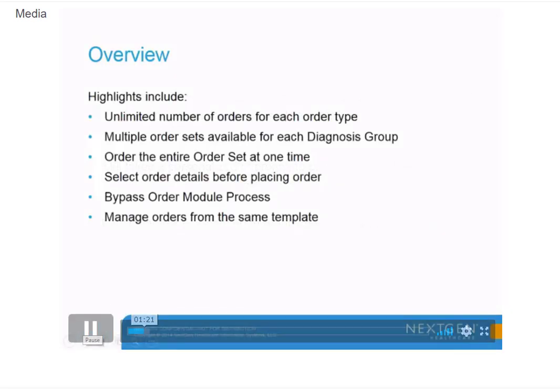Some of the highlights for this template include unlimited number of orders for each order type. Multiple order sets can be available for each diagnosis group. You can order the entire order set at one time. You can select order details before placing the order. We have a new option called Bypass Order Module Processing. And you can manage orders directly from the same template.